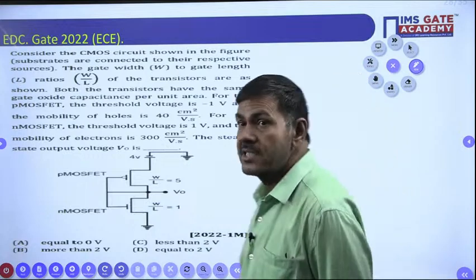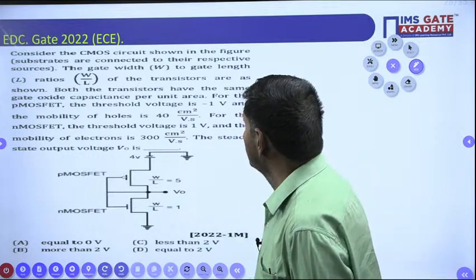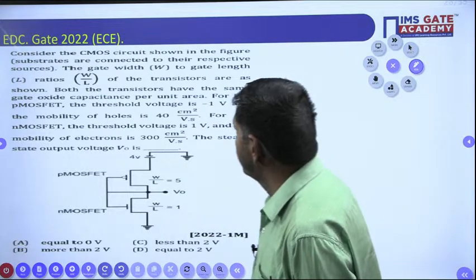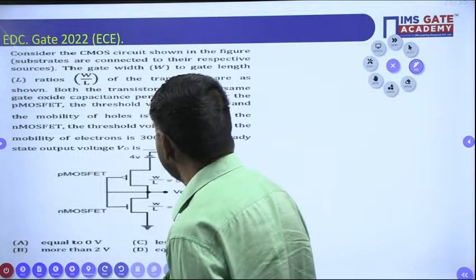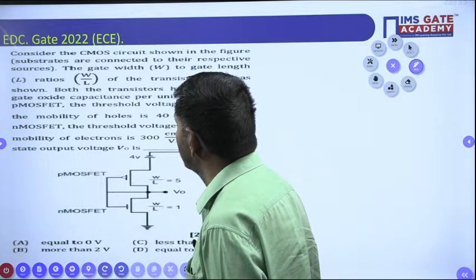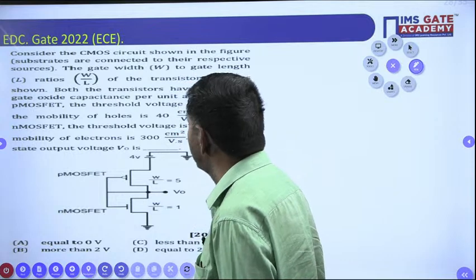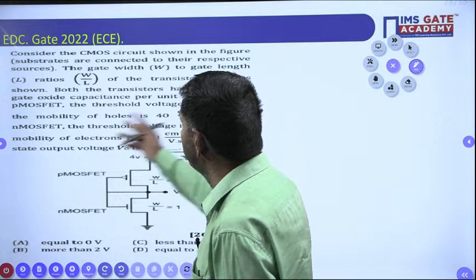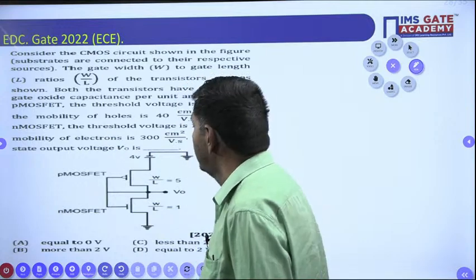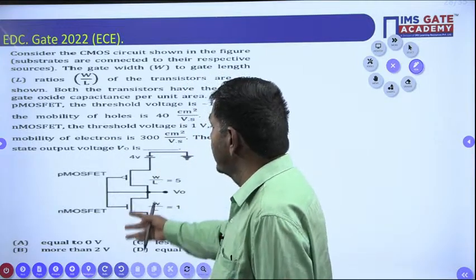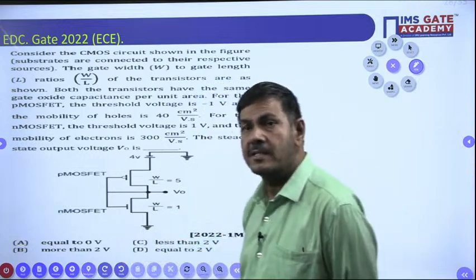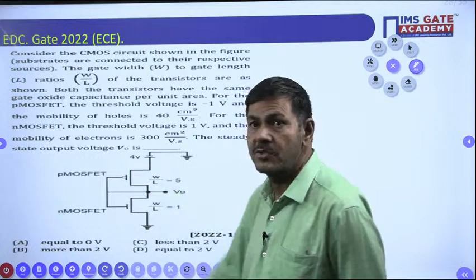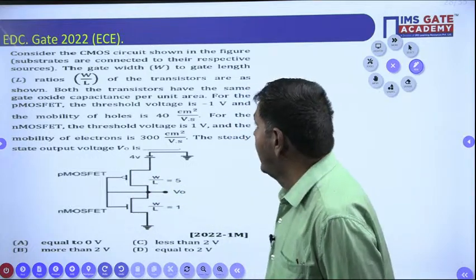Consider the CMOS circuit shown in the figure. Substrates are connected to their respective sources. The gate width to gate length ratio, W by L, of the transistors are as given, and the transistors have the same gate oxide capacitance per unit area. Here the PMOS and also NMOS are given. Finally, it is a CMOS. You know very well. And here the data is given.